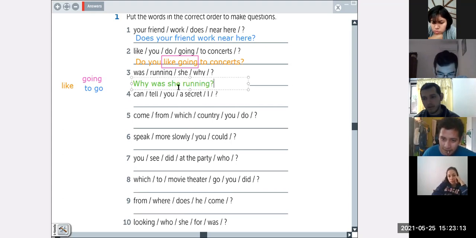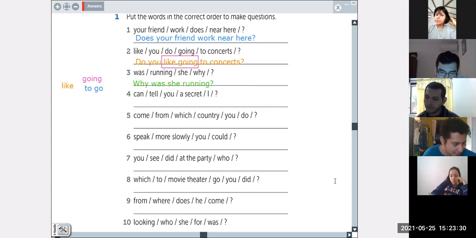¿Por qué estaba corriendo? ¿Por qué ella estaba corriendo? Recuerde, siempre WH question word, auxiliary verb, subject, and the main verb. Okay? This is the order that we need to follow in a question. Okay, very good. Thank you. Let's go with Karen, please. Number 4.